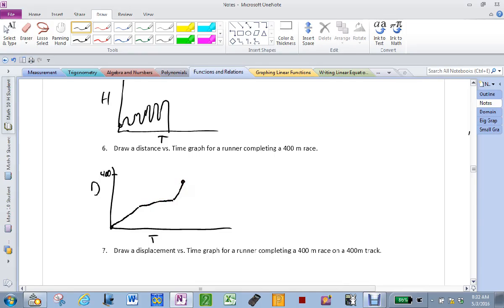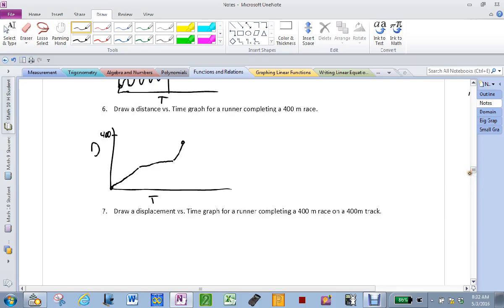Does everybody understand? Does everybody understand why it ends at 400 and does not go back to 0? Did anybody draw it right the first time? Sweet. That makes a math teacher happy.